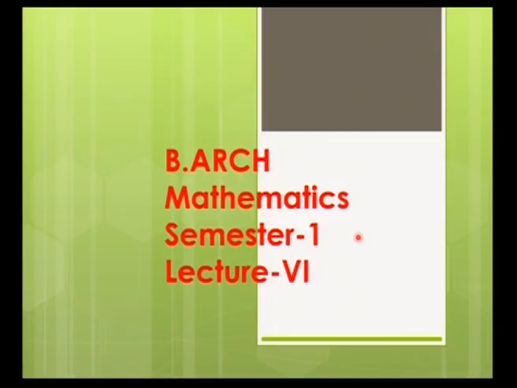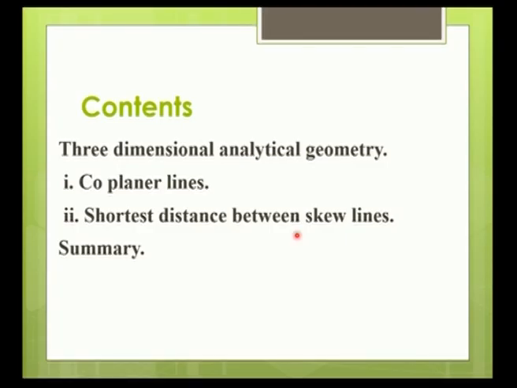Welcome to UGC lecture series BA Mathematics Semester 1 Lecture 6. In this lecture we are going to see three-dimensional analytical geometry. In three-dimensional analytical geometry, coplanar lines, shortest distance between skew lines, and then the summary are the concepts we are going to see in this lecture. Coplanar lines.